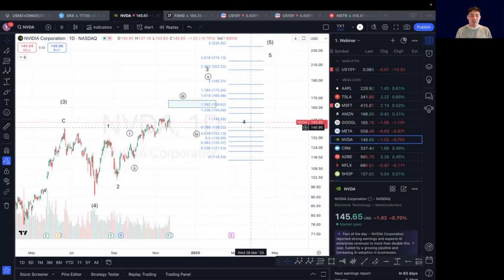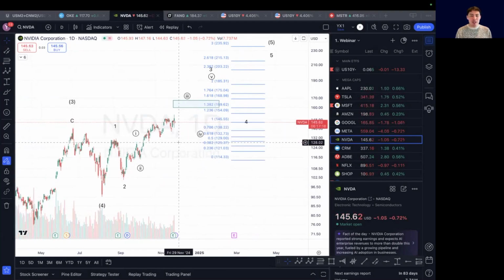NVIDIA has heavily influenced SPY. If you run NVIDIA and SPY side by side, you can see they basically move in tandem. So I think a lot of the stagnation in the indices has also been held back by NVIDIA as well.